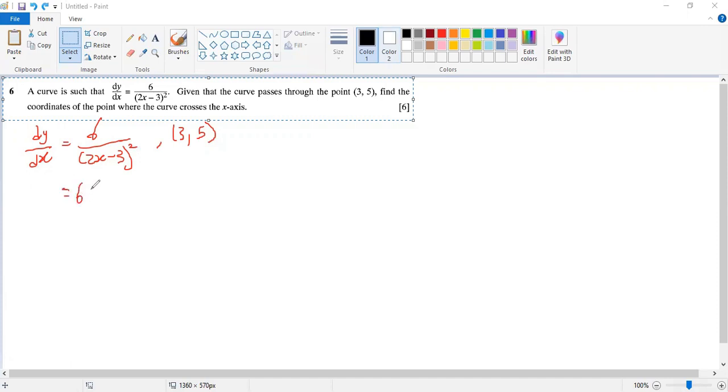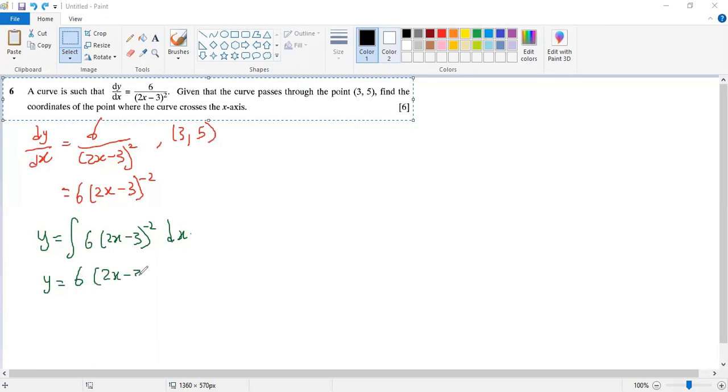So what we do is we write it like this first, in the power form, minus 3, and the power is minus 2. Okay, and then here we have it. So y equals the integration of 6(2x minus 3) to the power of minus 2 dx. So we're trying to find the equation of the curve now. So we're integrating, we take out the constant like that.